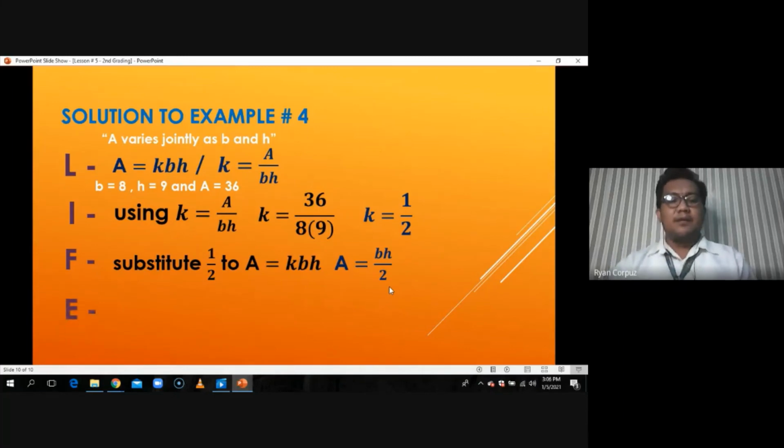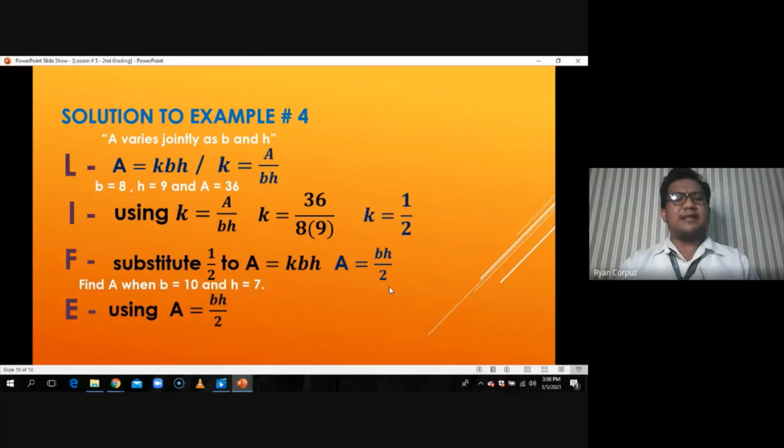And last, so let us now answer what is asked in the problem. So using the new form equation na A is equal to BH over 2, sabi doon, find A. Ano ba yung A? That is the area. Find A when the base is 10 and the height is 7. So what would be the area? So since it was already equated into A, let's just simply substitute that value of B and H in the new form equation. So we'll have A is equal to 10 times 7 over 2.